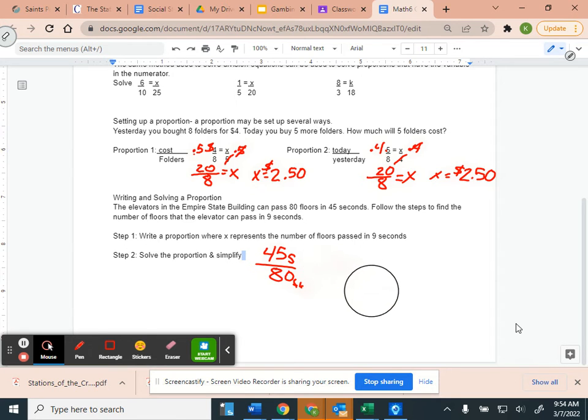So instead, if I want to keep my x on top to make it easier to work with, and my x is floors, I'm going to put my 9 seconds on the bottom. So I'm going to want to have the 45 seconds on the bottom and 80 floors on the top. So I have floors and floors, seconds and seconds. Okay, so we want that consistency and we want it to be easy to work with. So we're going to put our x as our numerator.